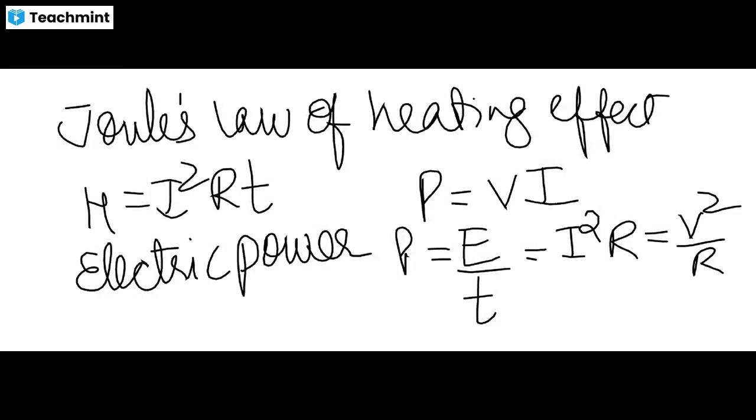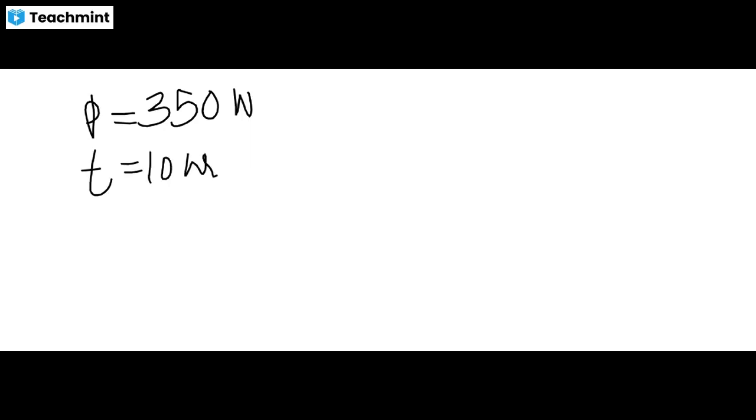Based on this, we'll solve some problems now. A refrigerator having a power rating of 350 watts. Power is given as 350 watts. It operates for 10 hours a day. Time is given as 10 hours. Calculate the cost of electrical energy to operate it for a month of 30 days.